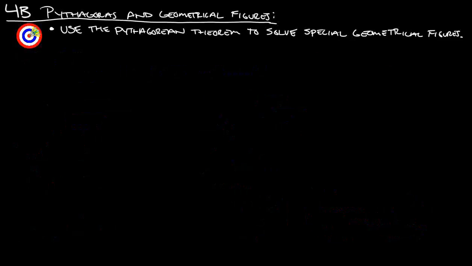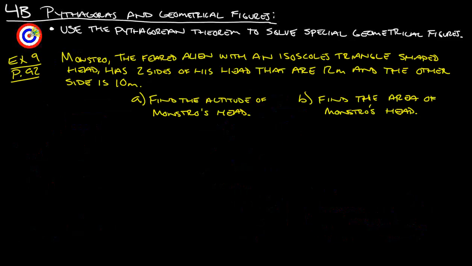Take a look at example 9. I modified it just a little bit. They had a triangular garden, so I decided to make Monstro instead. Monstro, the feared alien with an isosceles triangle-shaped head, has two sides of his head that are 12 meters, and the other side is 10 meters. Find the altitude of Monstro's head, and then find the area of Monstro's head.